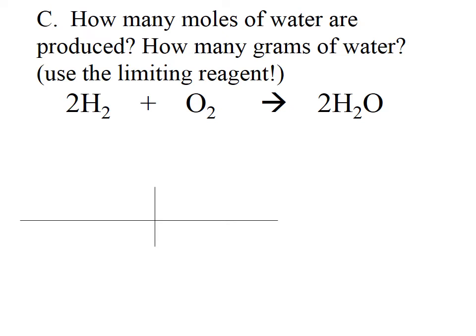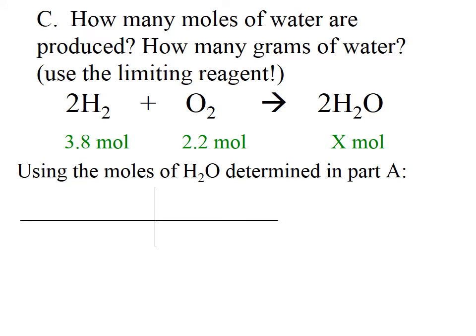How many moles of water are produced? All right, how many grams of water are produced? And we're told here to use the limiting reagent. So from part A, we already calculated the number of moles of water, the smaller amount of water produced. And that was 3.8 moles. So now we're going to convert our moles to grams.